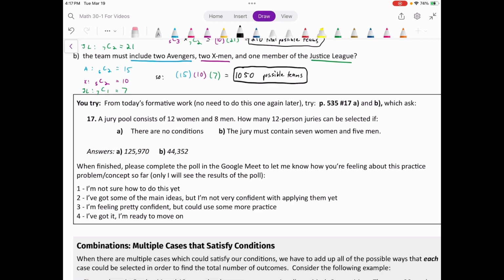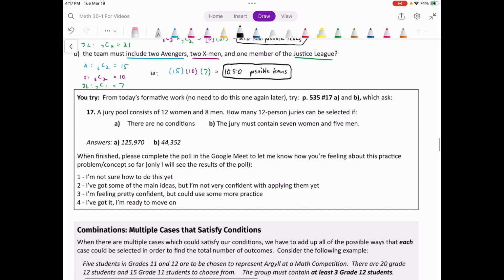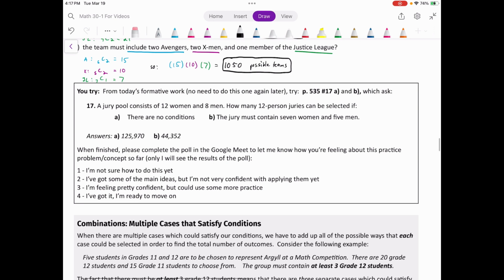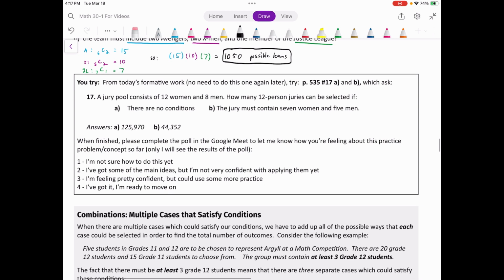Okay, so go ahead and try this one out. Part A, part B. As always, feel free to pause and try a couple more and get comfortable with it, but at least try this one while it's fresh in your brain. And then when you come back, we'll talk about what to do when there is more than one way to satisfy the conditions.